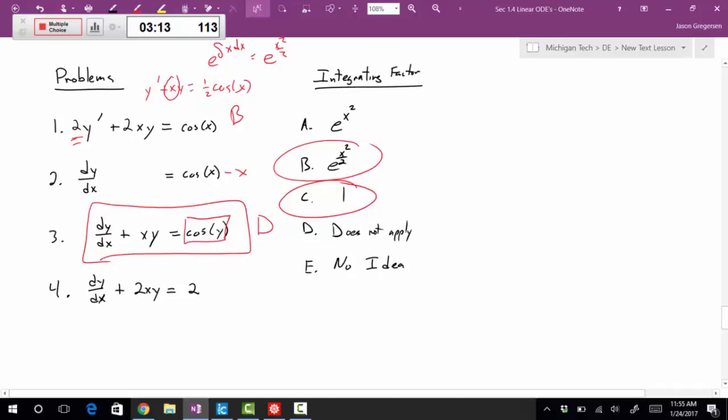And the last one is just that guy. So we have e to the integral of 2x dx. That's going to be e to the x squared.